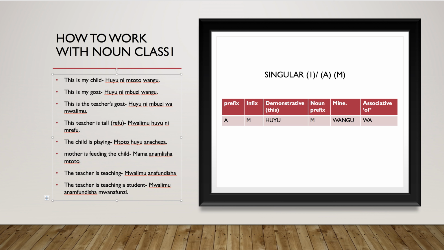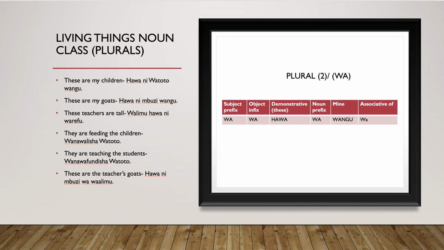Okay? So, finally, let us look at plural or noun class 2, otherwise known as the wa class. So, these are my children. We follow the same rules. Hawa ni watoto wangu. Okay? These are my goats. Hawa ni mbuzi wangu.